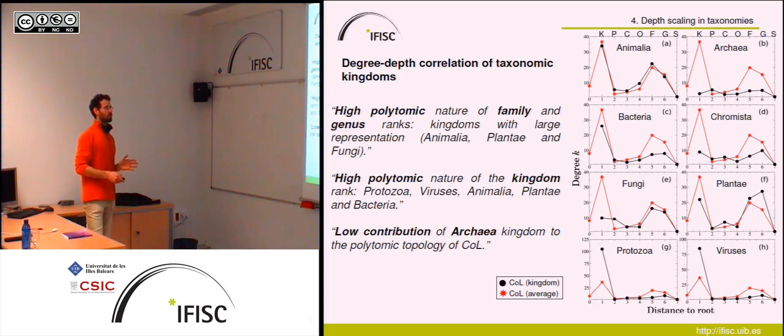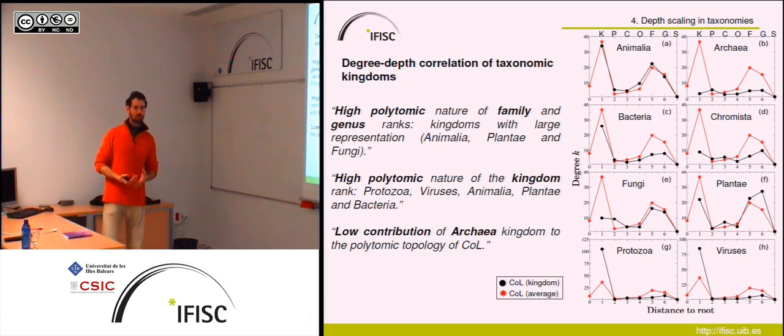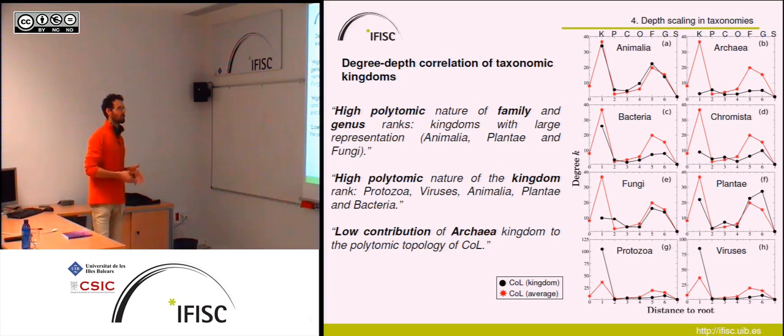And now, with the aim of characterizing in which manner the different kingdoms of organisms contribute to this polytomic nature of the taxonomic tree, we discriminated between the different kingdoms of organisms. What we observed was that those kingdoms with larger representation, again Animalia, Plantae, and Fungi, were the kingdoms that contribute more to the polytomic nature observed in family and genus ranks.